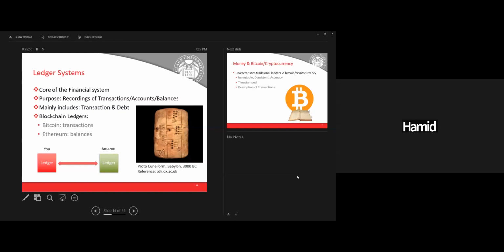Okay, let's talk about ledger systems. A ledger is a core financial system: records of transactions, accounts, and balances. It includes debits, credits, transactions, and so on and so forth.